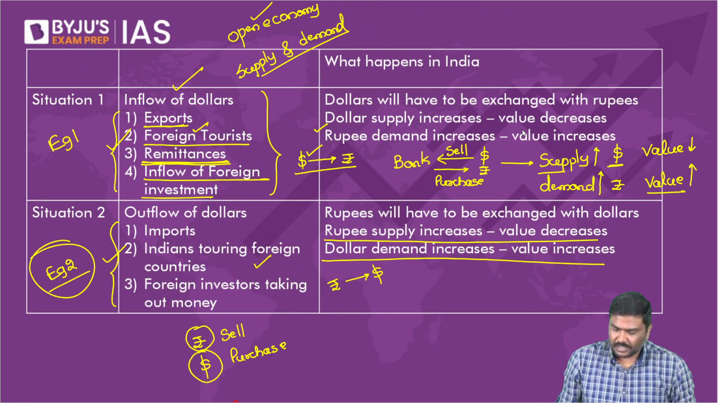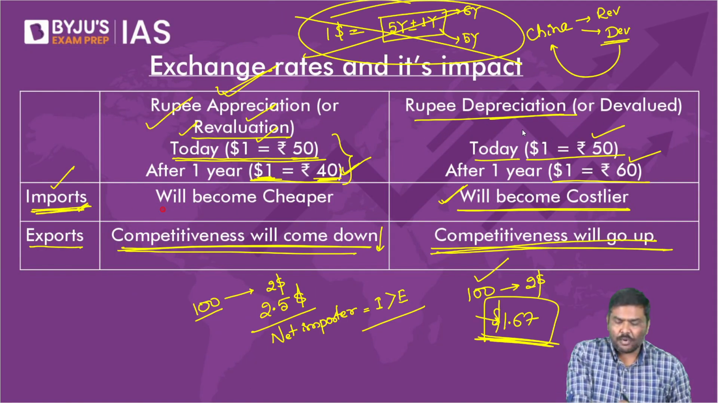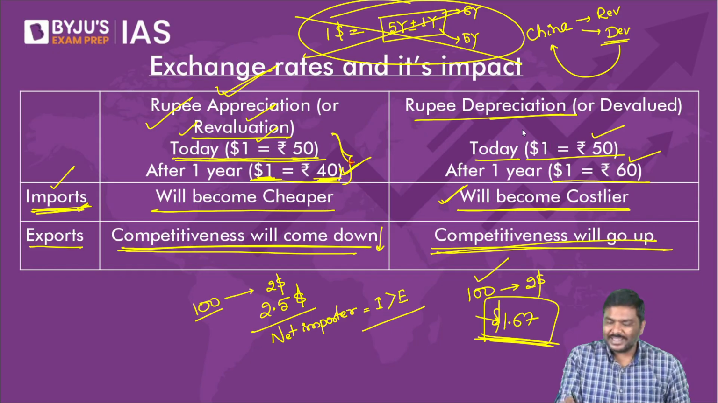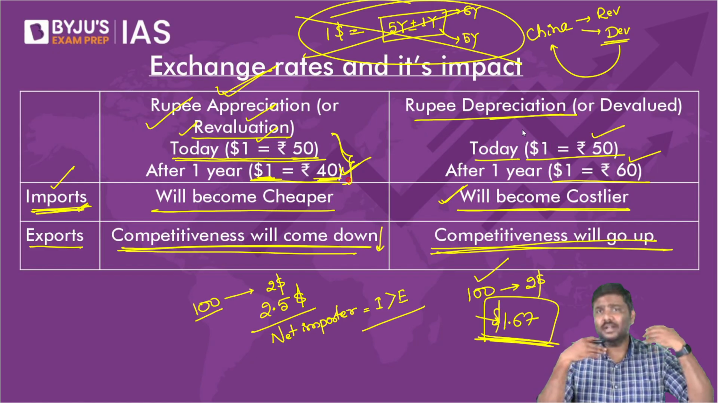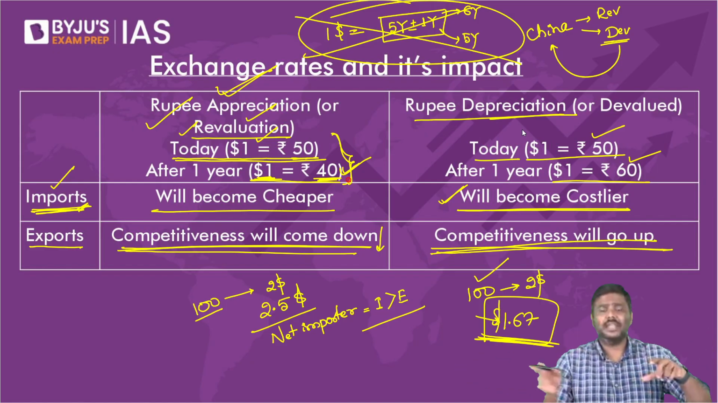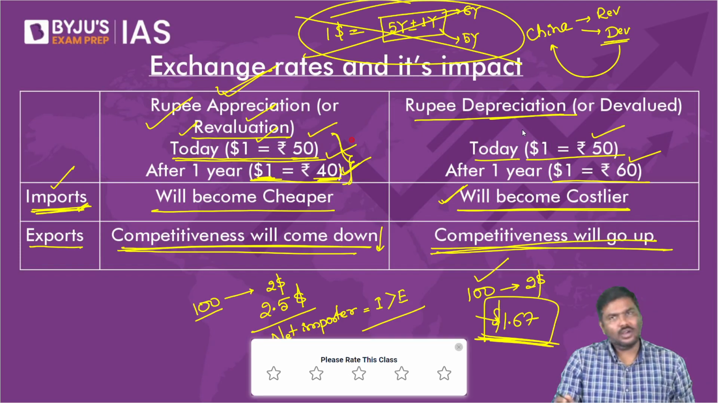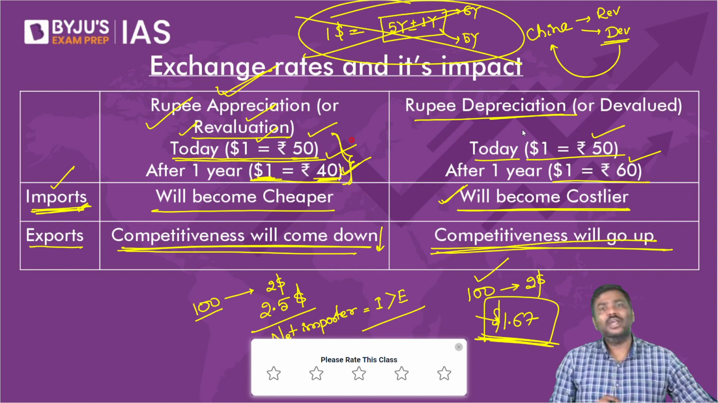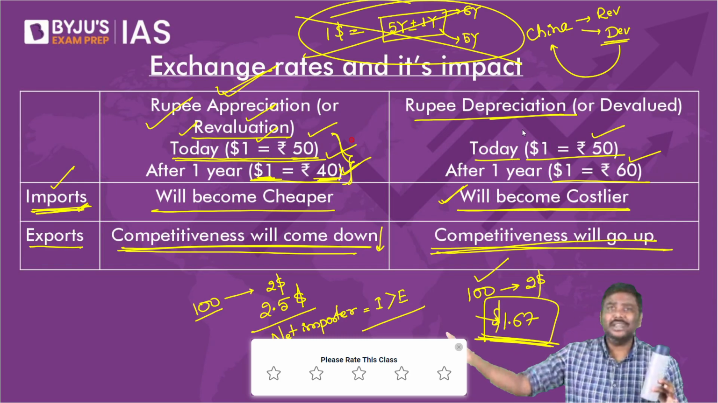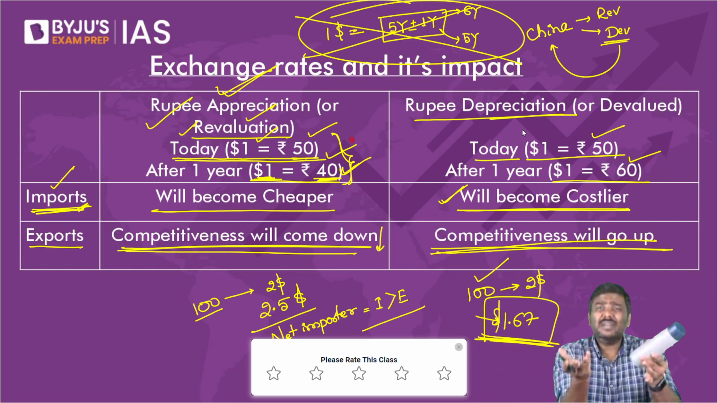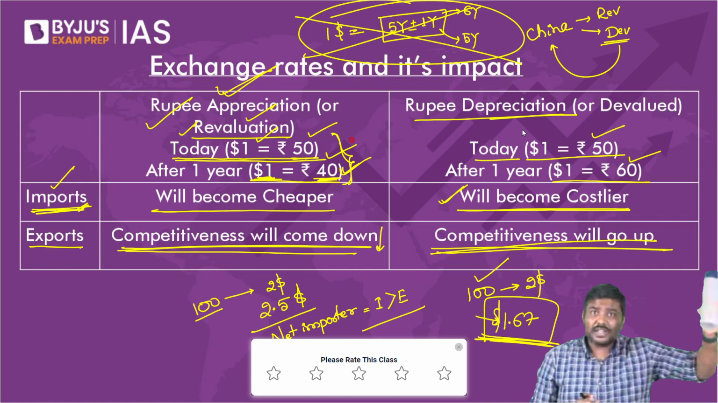I'll repeat it again. If rupee appreciates, imports will become cheaper. Look at the numbers, my dear. You will have to look at the numbers. If you can't look at the numbers, then don't keep on asking what is the problem, why it is happening. Look at the table. Today, $1 is equal to 50 rupees. After 1 year, $1 is equal to 40. Means today you are paying $1 for this bottle, which is 50 rupees. After 1 year, you will pay 40 rupees, which is nothing but cheaper.